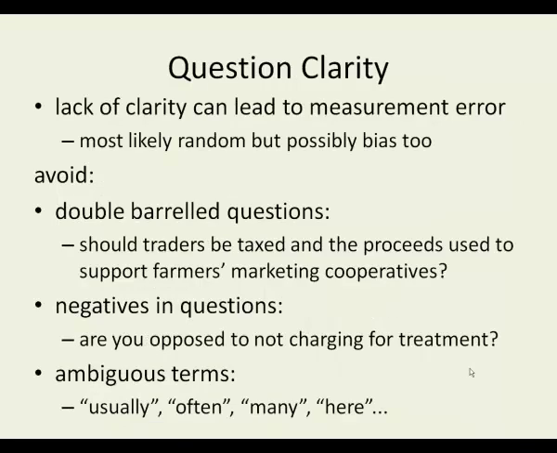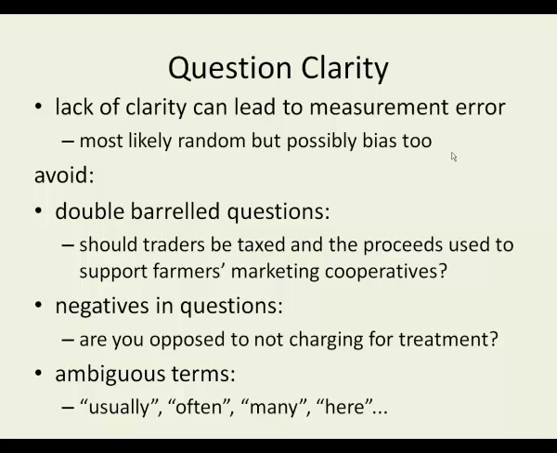Right. Question clarity. Well, this is perhaps the most obvious one. If you don't ask clear questions, then the people you're talking to may not quite understand what you're looking for, and that can lead to measurement error. They may not give you the answer you're looking for. It's most likely going to be random misunderstanding. You don't know whether that's going to make them give you a higher or a lower value. But it could possibly be biased too. If people are tending to misunderstand you in one direction more than another direction, you could get bias.